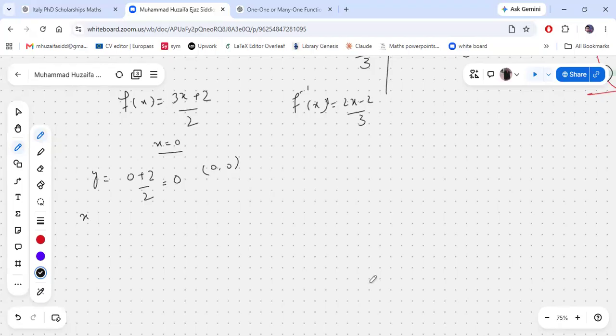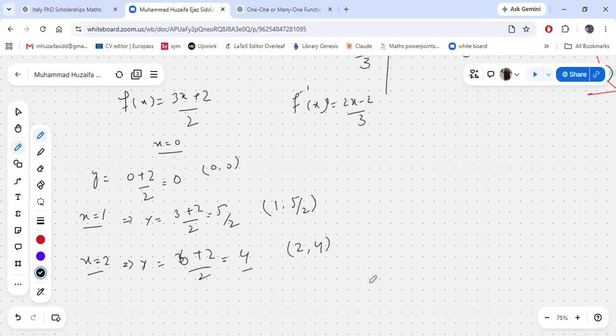When we set x is equal to 1, our function is y is equal to 3 into 1, 3 plus 2 over 2. This is equal to 5 over 2. So this is the point 1 and 5 over 2. And when we set x is equal to 2, this gives y is equal to 3 into 2, which is 6, plus 2 divided by 2. So it gives 4, and this is the point 2 and 4. Did you get it? Yeah. Is it 4? Okay.